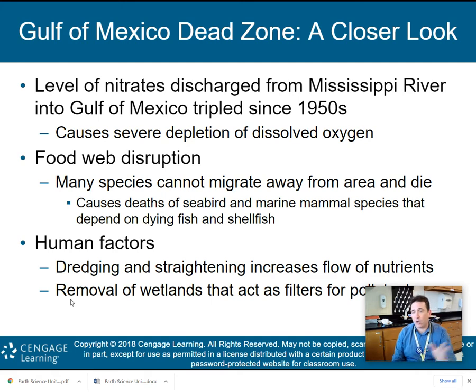I mean, luckily we can go to the supermarket and maybe get some food. Well, that seabird can't do that. So if the fish that it normally eats dies out because of this dead zone, well, then that seabird is going to die out as well. So it also disrupts the food webs.